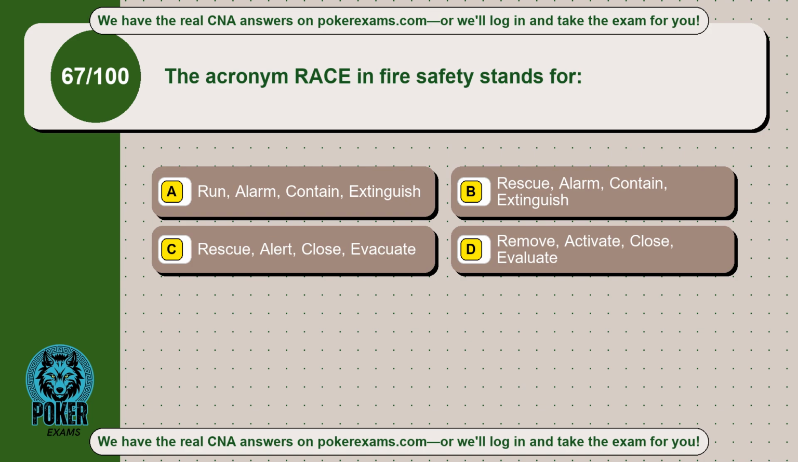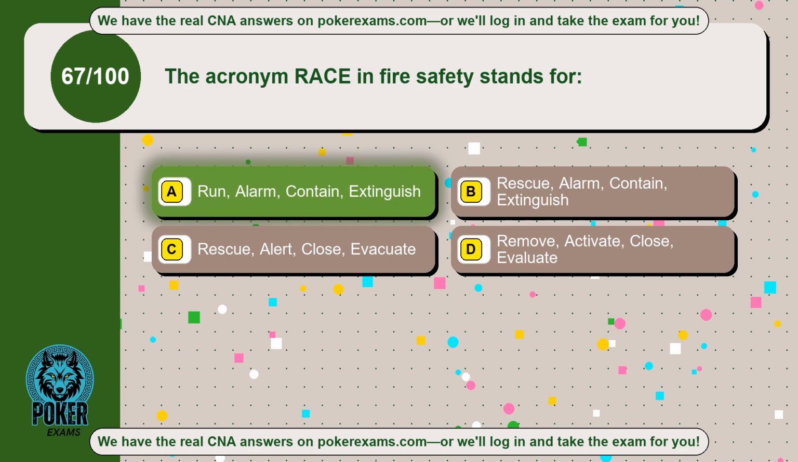Question 67. The acronym RACE in fire safety stands for: Option A, run, alarm, contain, extinguish. Option B, rescue, alarm, contain, extinguish. Option C, rescue, alert, close, evacuate. Option D, remove, activate, close, evaluate. The correct answer is option A.